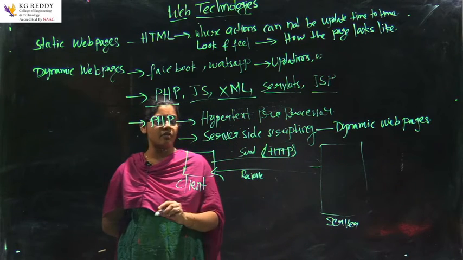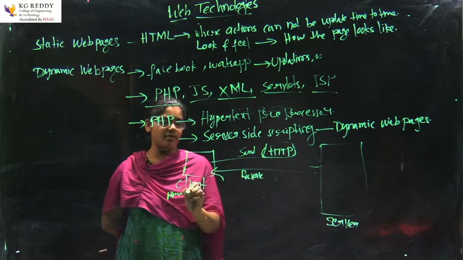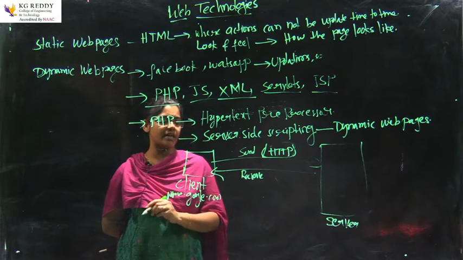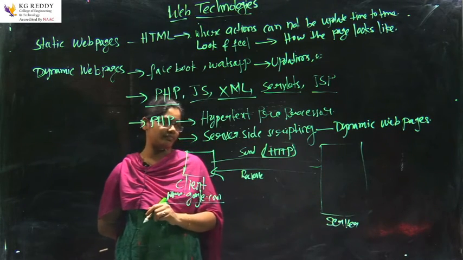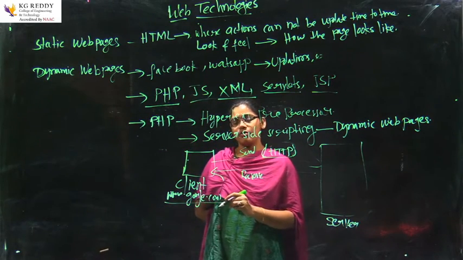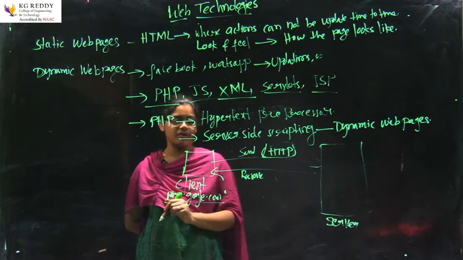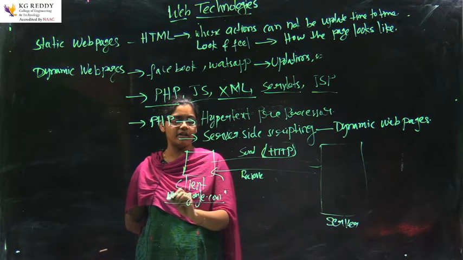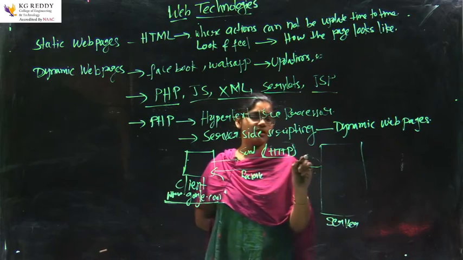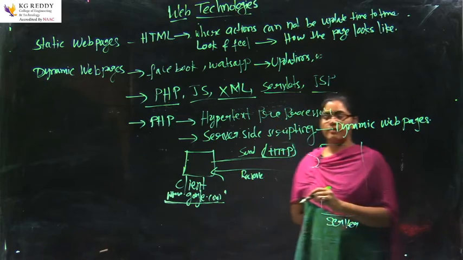Here the client means your PC. Suppose I am searching www.google.com. Now the client is typing this on the web browser. We have so many web browsers like Internet Explorer, Google Chrome, Microsoft Internet, like that. The client will search www.google.com and send the information to the server via the HTTP protocol. So what will the server do?